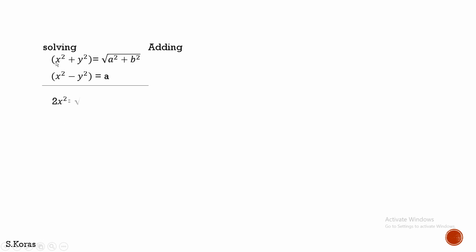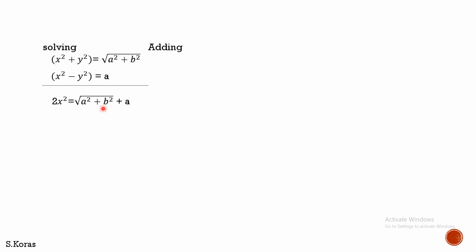Now using this clue, we are going to solve the equations. The newly received equation is this: x square plus y square is equal to root of a square plus b square. And already we have this equation, x square minus y square is equal to a. Moreover, you know, 2xy is equal to b. Right. To get the x value, just add these two equations. If you add these two equations, plus y square and minus y square will get cancelled and we'll get 2x square. So by adding these two equations, our answer will be 2x square is equal to root of a square plus b square plus a.